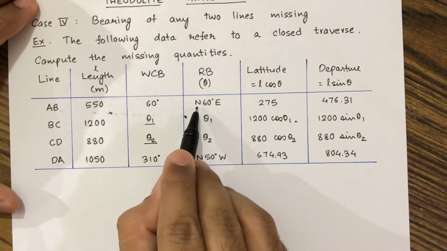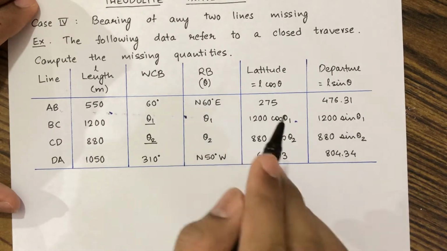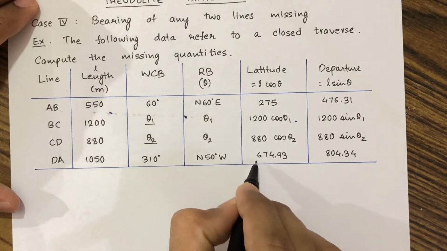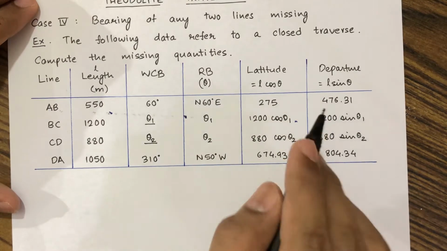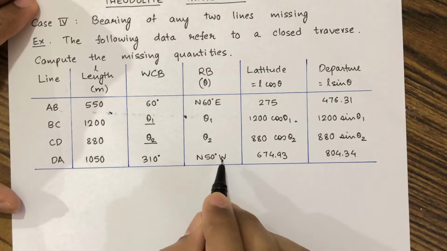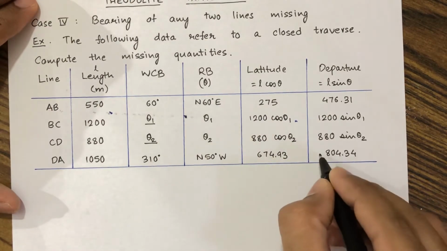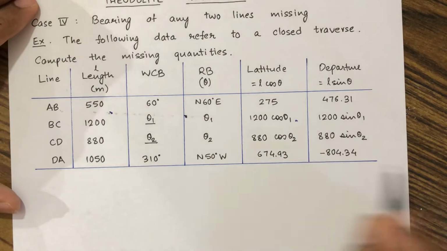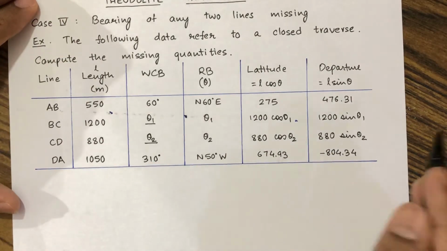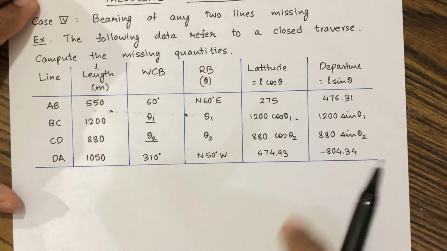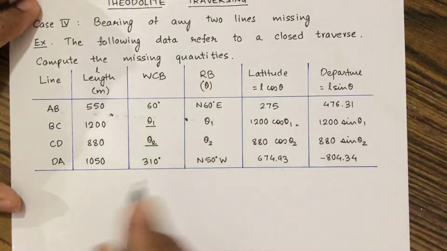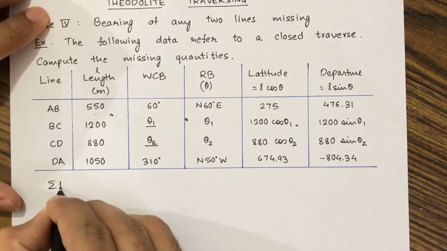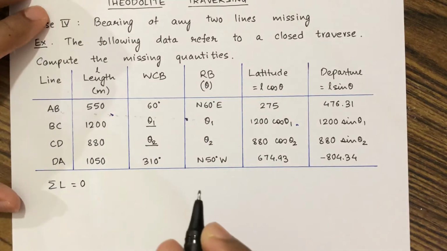Latitude towards north is positive. Departure towards east will again be positive, but departure towards west will be negative. So this departure value will be negative. For these values we don't know whether they are positive or negative, that we have to find out. For a closed traverse, we know that the summation of latitude is equal to 0.